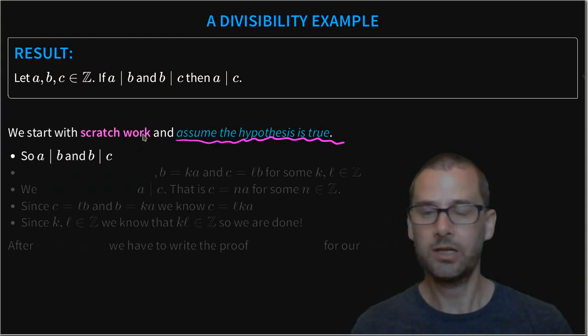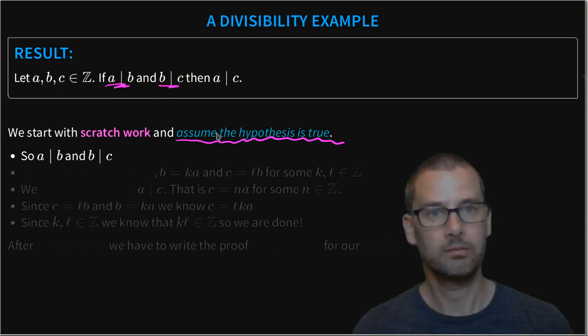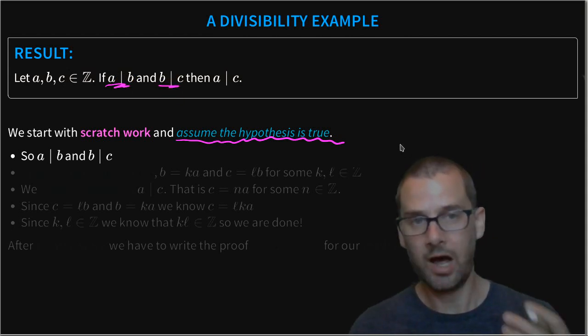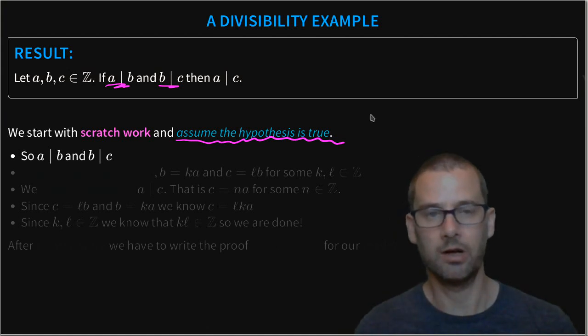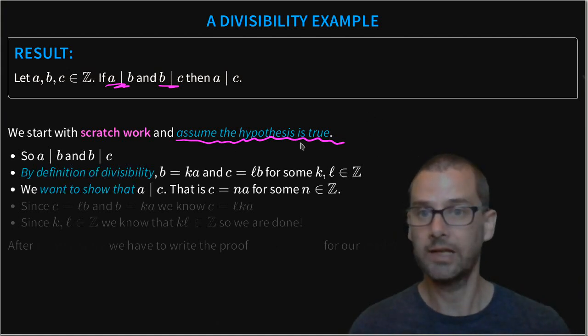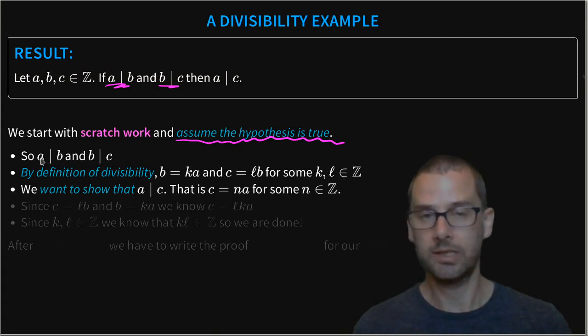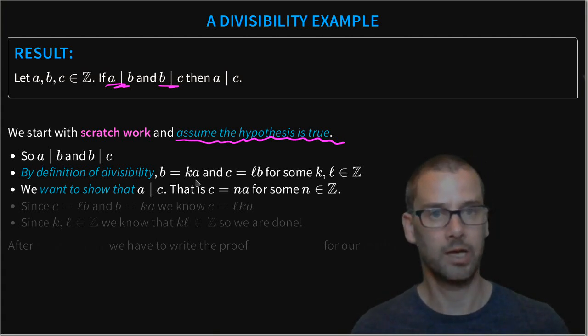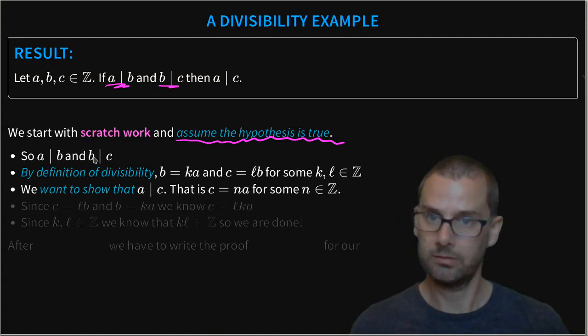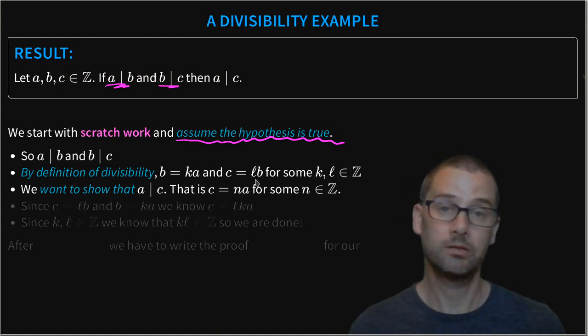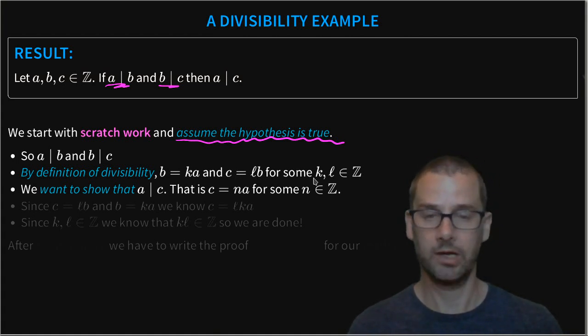So we start off by assuming that A divides B and B divides C. And then we make good use of our memorized definition of divisibility. By the definition of divisibility, this tells me that B is some multiple of A, so B is equal to K times A, and C is a multiple of B, so C is some other number, L times B, where K and L are integers.